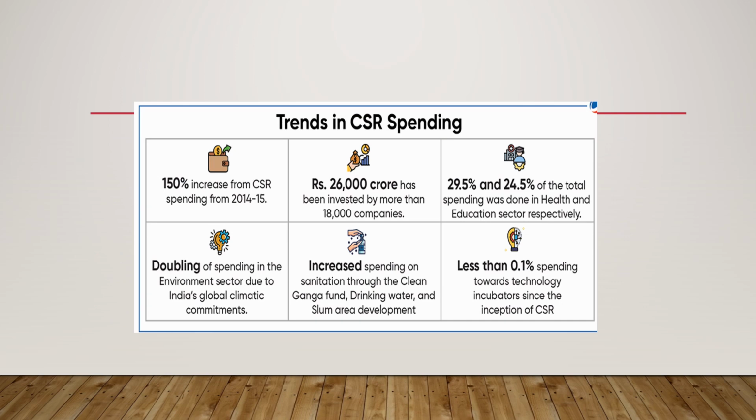What are the trends in CSR spending? We could see a 150% increase in CSR spending from 2014 to 15. Rupees 26,000 crore has been invested by more than 18,000 companies. 29.5% and 24.5% of the total spending was done in the health and education sectors, and also less than 0.1% spending towards technology incubators since the inception of CSR. There is increased spending on sanitation through the Clean Ganga Fund, drinking water and slum area development, and also doubling of spending in the environment sector due to India's global climate commitments.